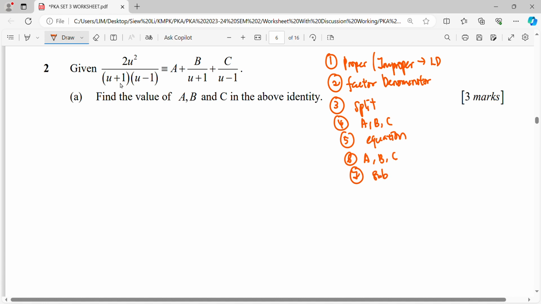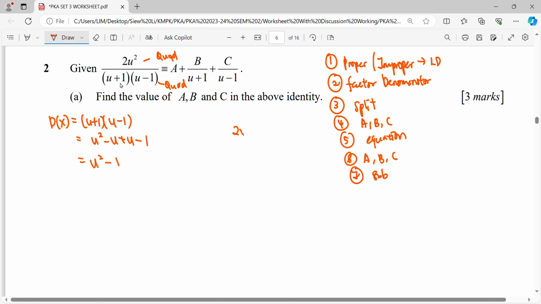Alright, so roughly. When we have this, we expand back the denominator u plus 1, u minus 1. It will be u squared minus u plus u minus 1, so u squared minus 1. So the fraction is improper, with a quadratic numerator. This one is also quadratic.